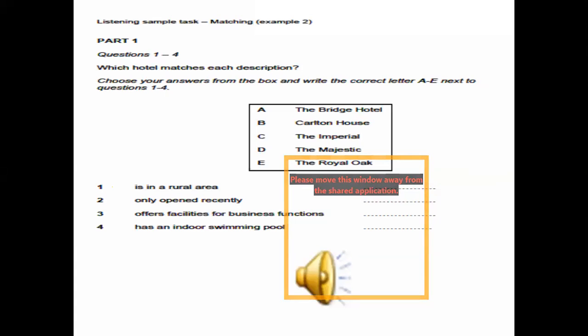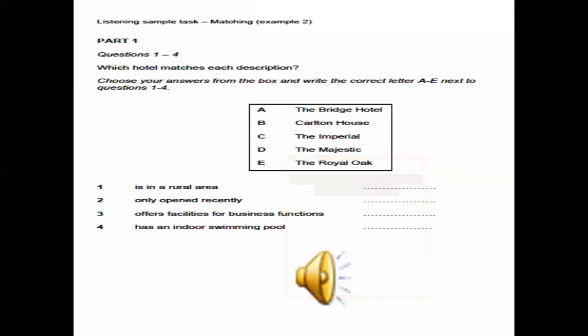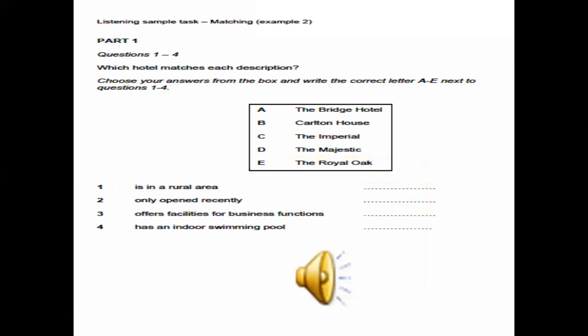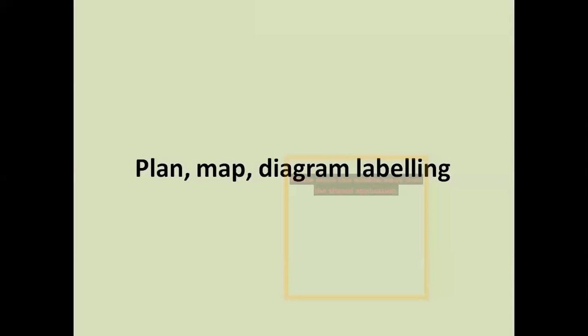Yes, come up with the answers. The first one, in the rural area, what is he intended to take? The Royal Oak. Very good. And what is opened recently in the city center? Carlton House. It is Carlton House. Okay, because it was a very old building, refurbished very recently, and it got its own reputation. Then what offers facilities for business functions? The Imperial. Very good. And what is the one which has the indoor swimming pool? The Bridge Hotel. Correct. Very good. Move on to the next.